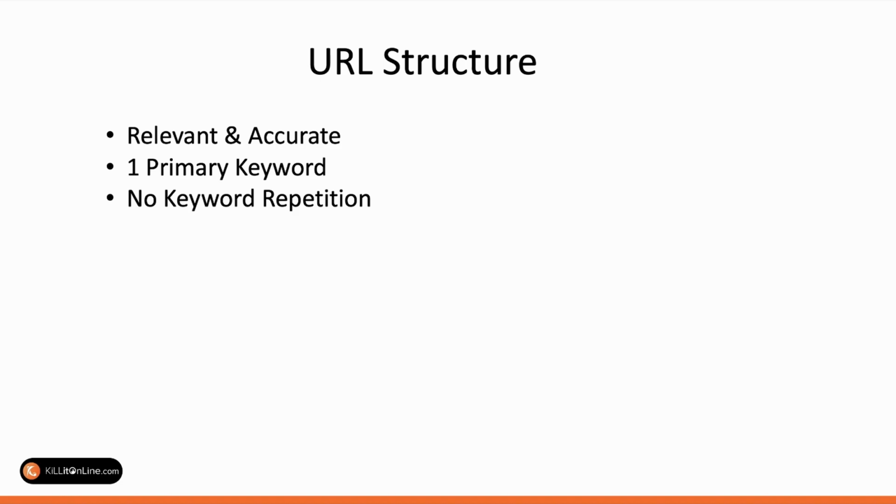Also, there should be no keyword repetition. For example, let's say your main keyword is mold removal, but then you also know that people search for mold removal service, mold inspection, black mold removal, black mold inspection, and so forth. So you shouldn't have a page that says example.com/mold-removal-mold-inspection-black-mold-removal-mildew-remediation, and so on and so forth. There should be only one main keyword per URL.